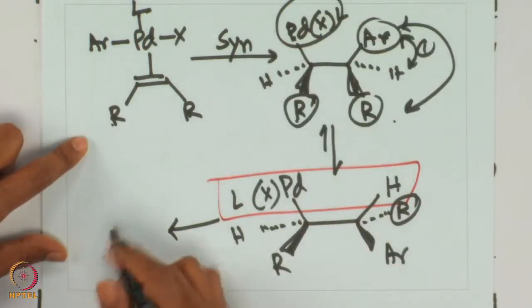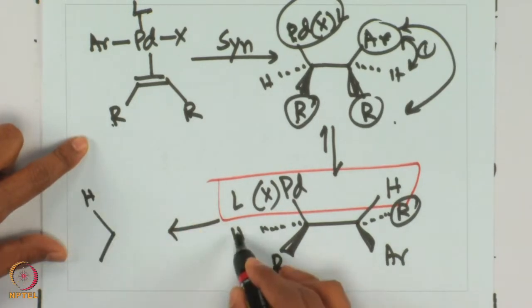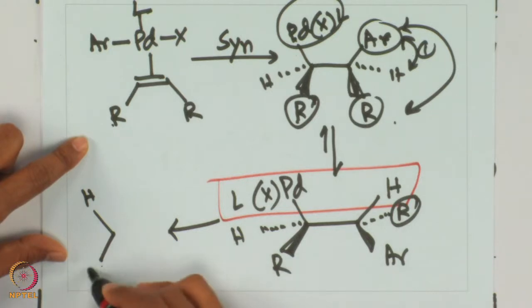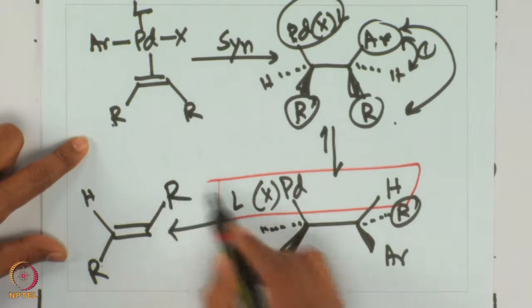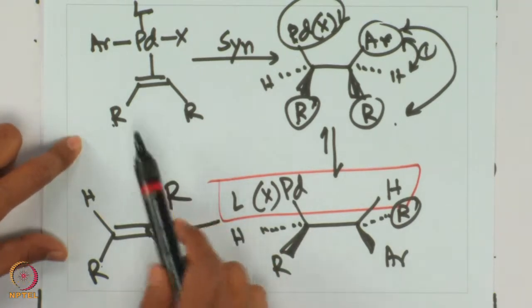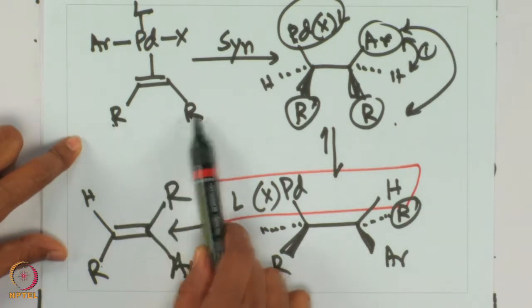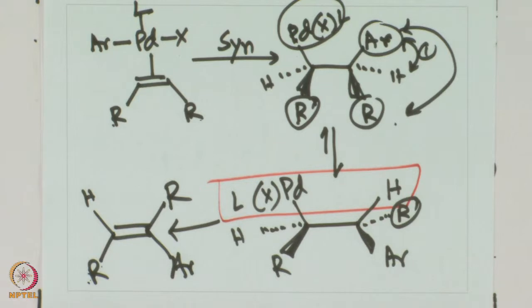We will get now the product where H is on that side. So, this one is below the plane, this is above the plane, R is on this side, and the other R is on the other side, and the aryl group on the other side. So, what you see, you have started with R in the syn position. Now, in the product you see that the Rs are diagonally opposite to each other. So, that is actually the chemistry that we need to really simply understand.